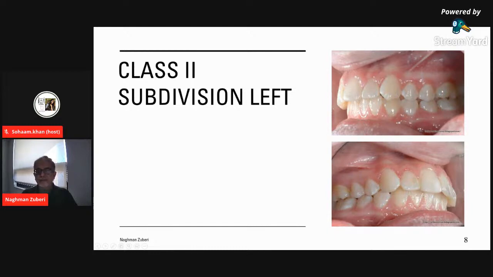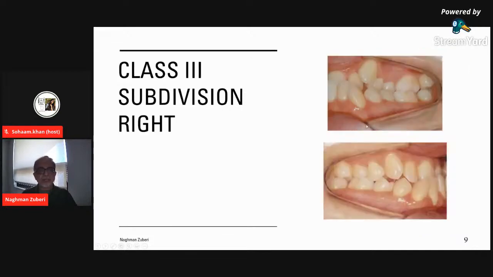Here on the left side, we can see that the molar relationship is class 2, whereas on the right hand side, the molar relationship is class 1. So such a condition will be called class 2 subdivision left, and we designate the malocclusion on the side. The condition is designated on the side where it is occurring. Here it is occurring on the left side, so we will call it class 2 subdivision left.